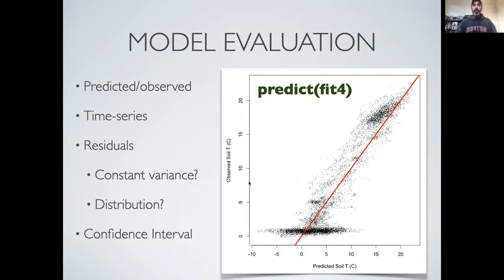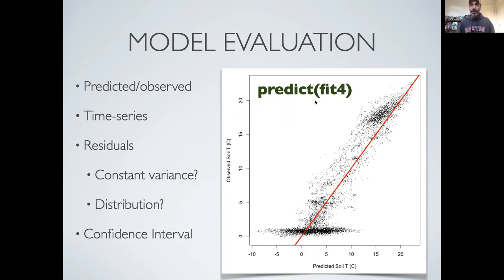Like with basic modeling, the thing that we often will start with is our predicted-observed plot. If you remember back to our regression video, we were trying to predict soil temperature using a set of covariates such as air temperature, vapor pressure deficit, and solar radiation. Here we're looking at a predicted-observed plot. I've added the one-to-one line. We're seeing that it's not doing horrible. The data is scattered around the one-to-one. There's no obvious bias.